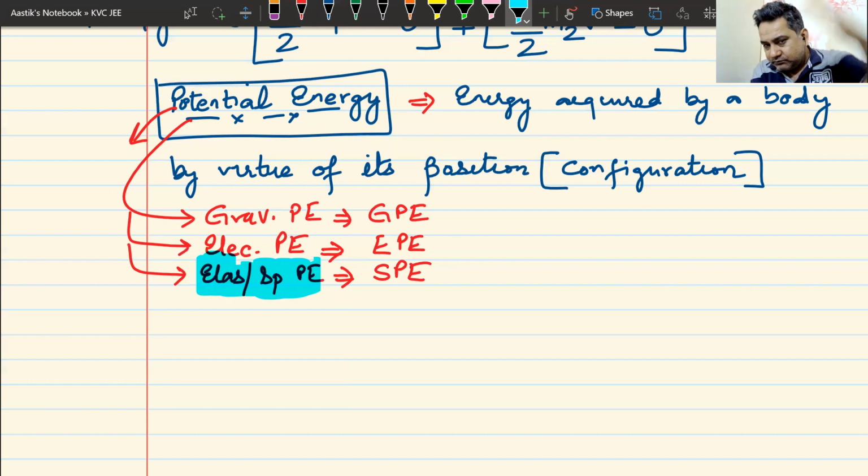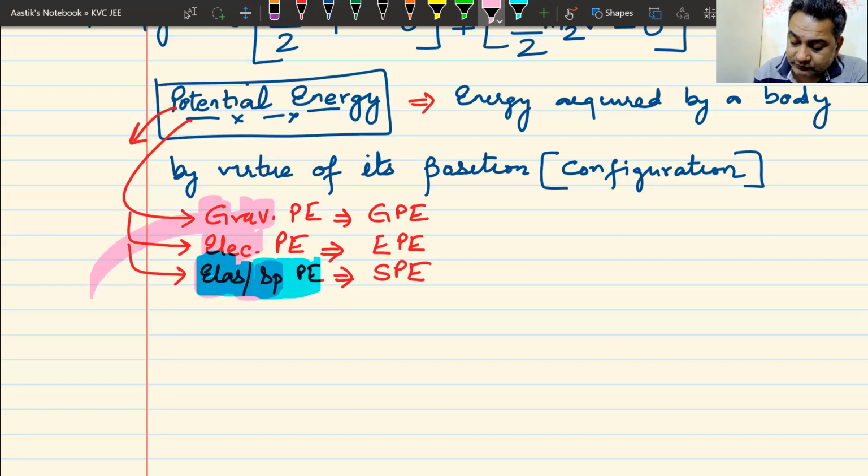Now, as soon as you look at these three terms, gravitation, number one, number two, electrostatic, and number three, this elastic or spring. As soon as these three terms come, these three forces, whether it is gravitational force or electrostatic force, are a very special type of forces. In which category do these forces lie? What type of forces are these?